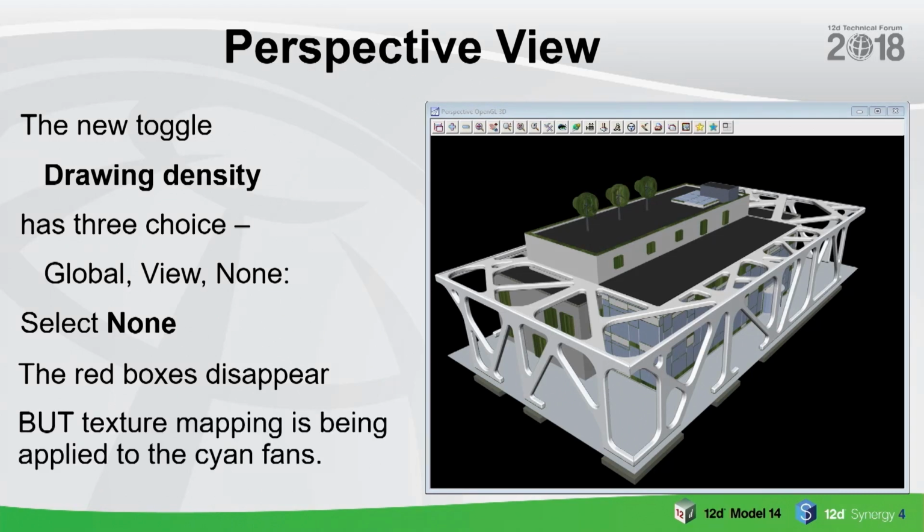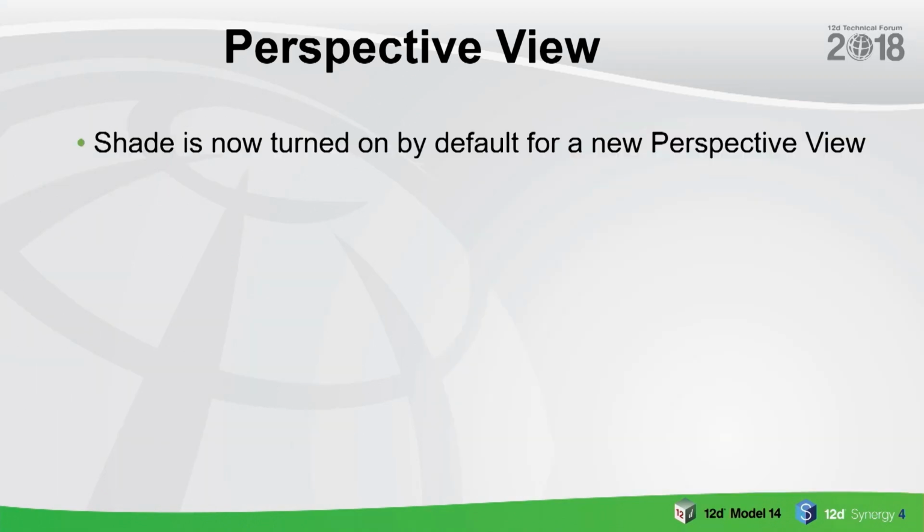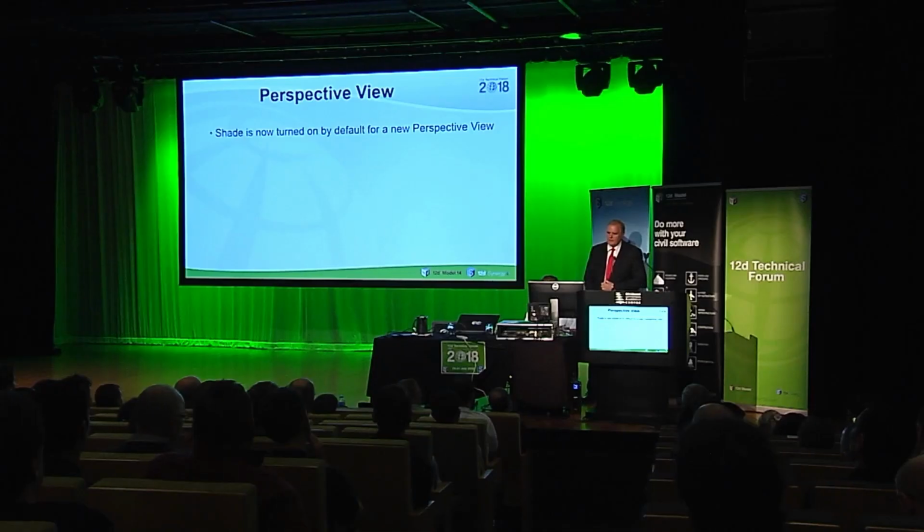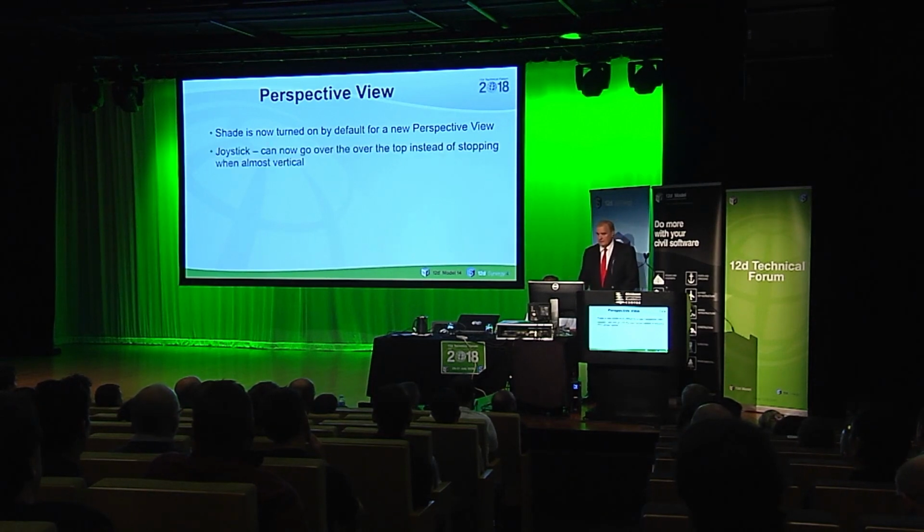In this case, we've still got the texture mapping turned on, the fans on the top, but they're all independent. For perspective views, shade is now turned on by default. Again, I could never remember to go and put it on, so it's there. Why wouldn't you have it on by default?